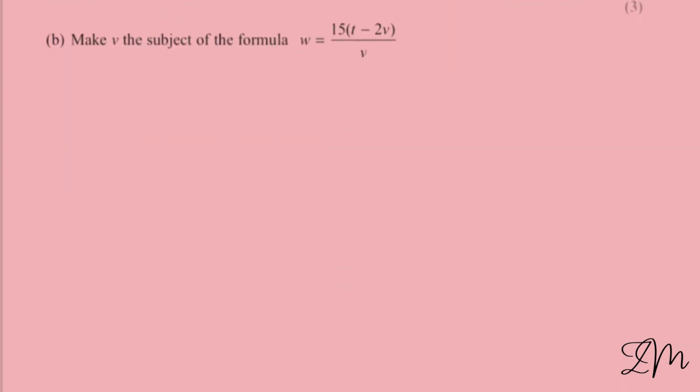We're going to now make v the subject of the formula. That means you want to get v on one side of the equation on its own. Right, so first we're going to get rid of this v on the bottom. We're going to multiply this up. So we're going to get wv equals 15t minus 2v.